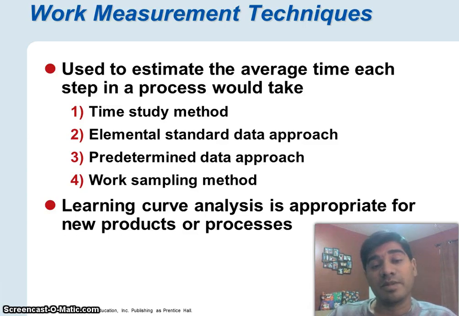Now, you can have a predetermined data approach in which you find out the average for the last 6, 7, 10 years, and then you put that as a standard. And then it doesn't matter if somebody is doing better or worse, and you go with that. The other is work sampling, in which essentially the work is sampled at regular intervals, and that is how the standard is set. Now, we talked about learning curve.